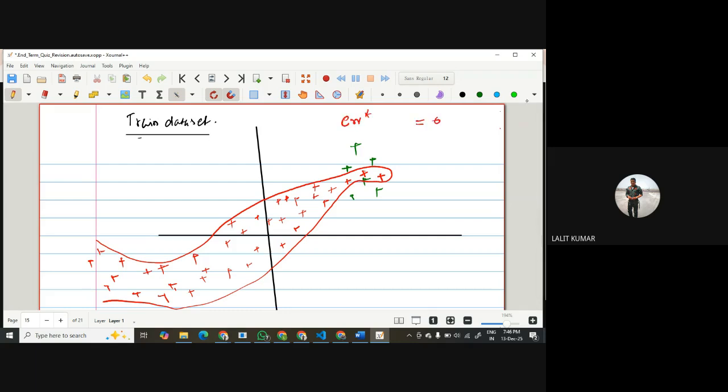But if there is noise, for example, here there is a positive point and there is a negative point here, this we call a noise. So in case of noise, your error star will not be 0. I hope I was able to explain. Yes, sir. Got it, sir. Okay. Thank you, sir.